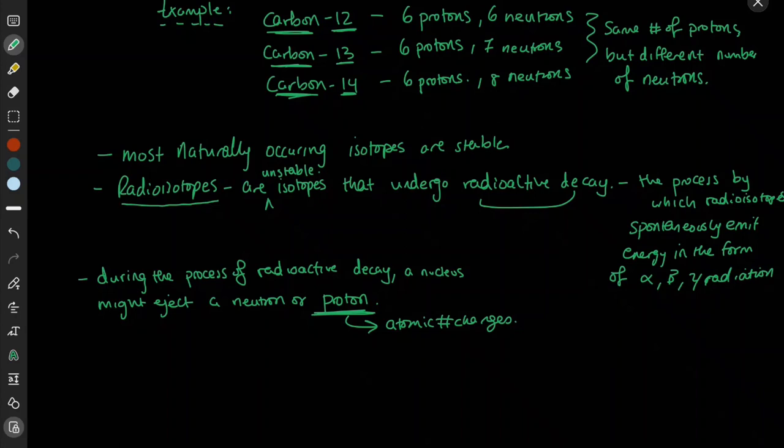So if the nucleus ejects a proton, the number of protons in the nucleus goes down by the number of protons being ejected, which means the atomic number changes, which ultimately means the isotope changes to a new element, because now it has a different atomic number. That's something important to note, because you might have a question on that in your lecture course. Now, before we finish off with talking about neutrons, let's talk about atomic weight.